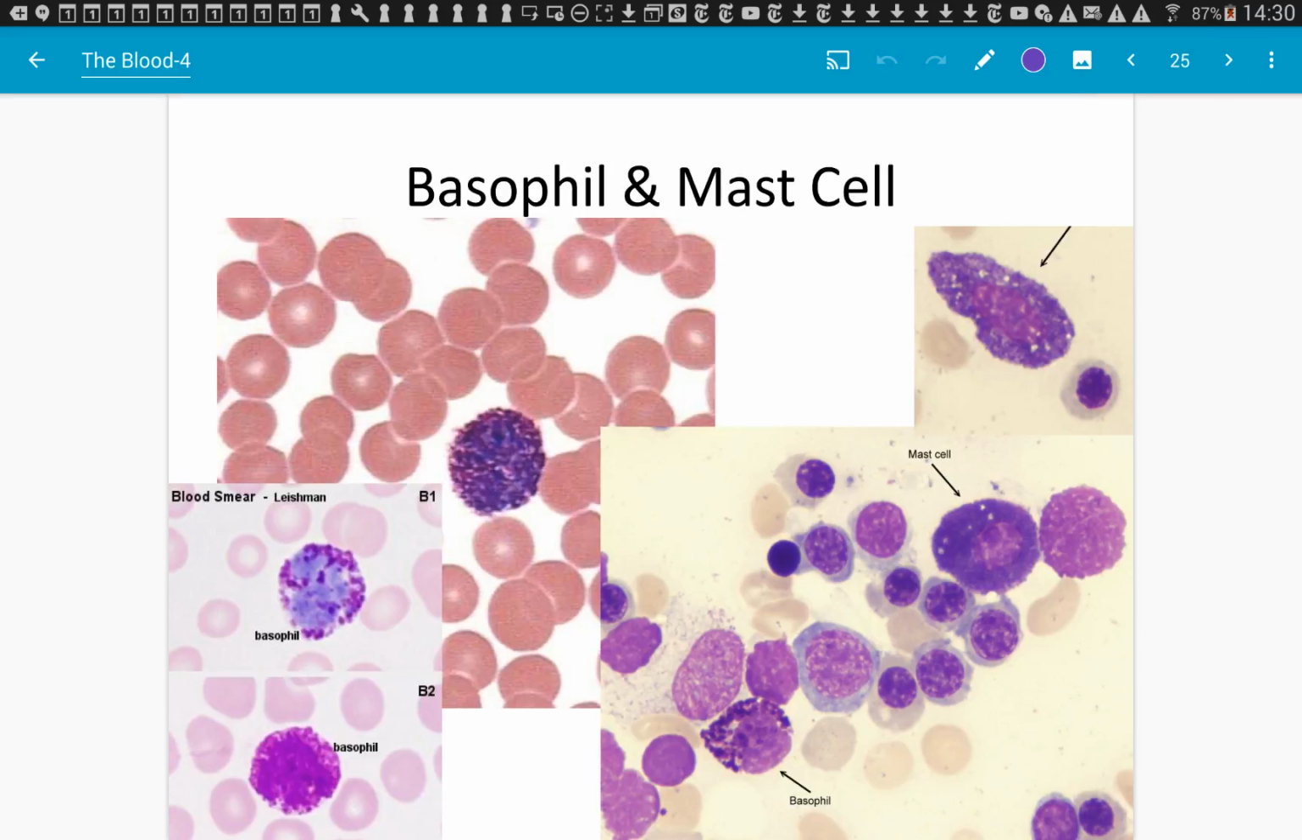Okay, next we have the basophils and mast cells, and they look very, very similar. So in fact, I'm only going to ask you to identify basophils just because they're so similar, okay? And these, are they granulocytes or agranulocytes? What do you think?